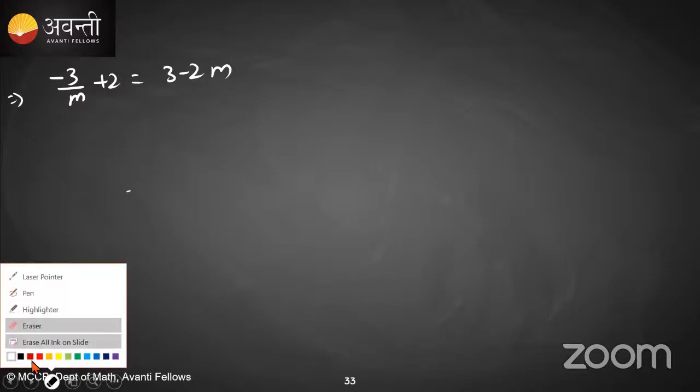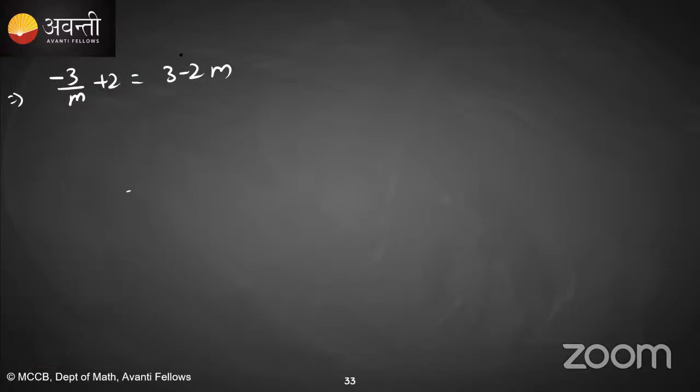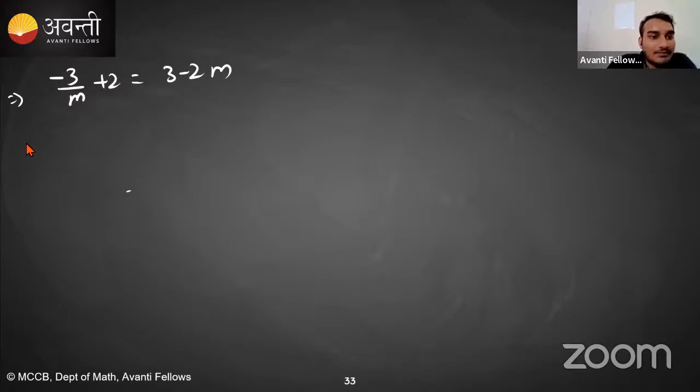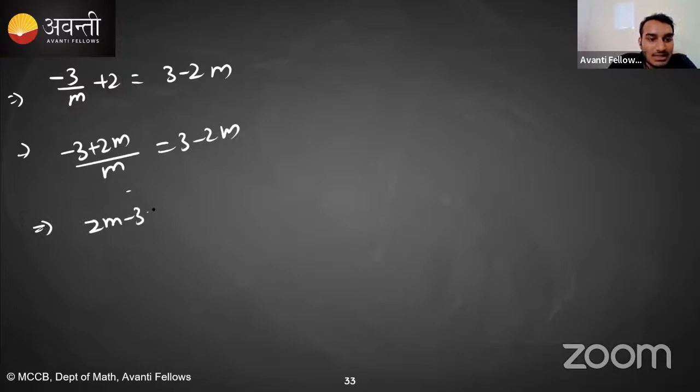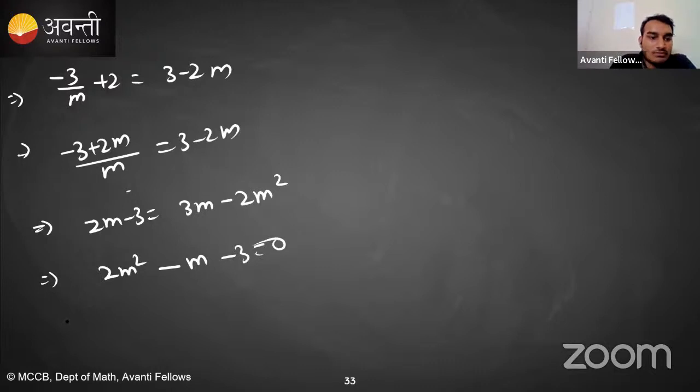Okay, take the LCM once. If you take the LCM, what will come? Take the LCM. Minus 3 plus 2m upon m is equal to 3 minus 2m. So it implies 2m minus 3 is nothing but 3m minus 2m square. So it implies 2m square minus m minus 3 is equal to 0.